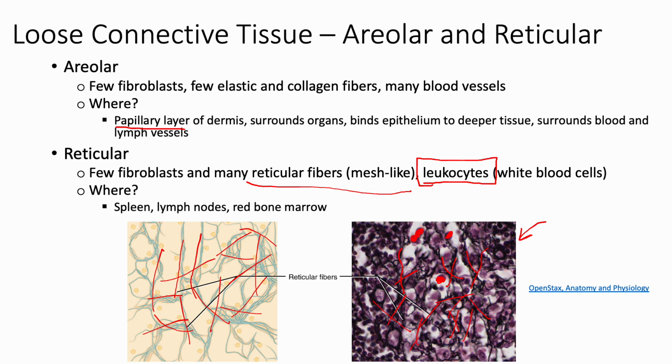Now, why might this tissue have so many white blood cells? Because look where we find it. We find it in areas where we might want to make sure that we are filtering for pathogens.